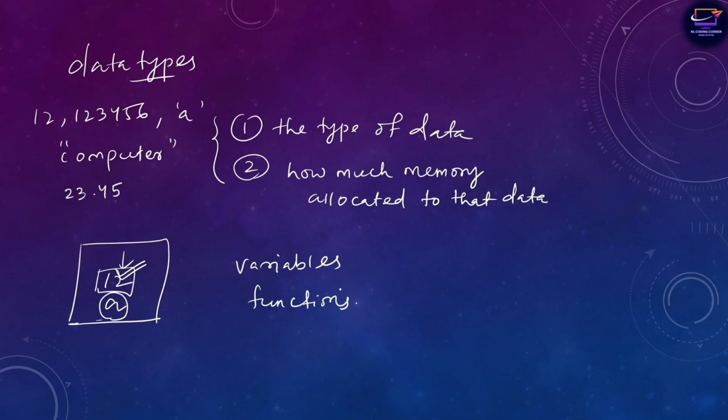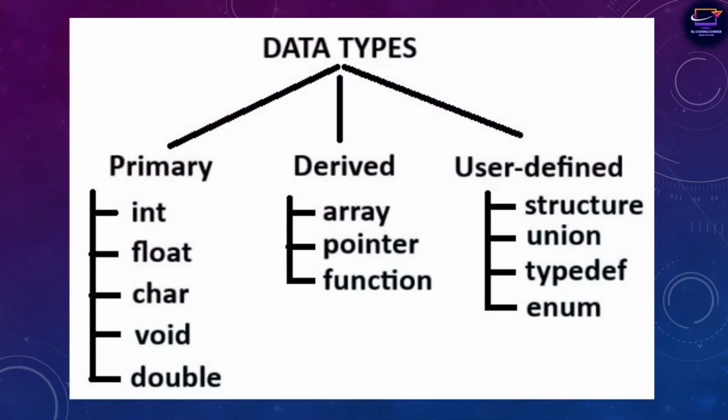So here is the hierarchy of data types. Here are the primary data types, that is int, float, char, void, double, and the derived data types array, pointer, and function. Then the user defined data types, that are structure, union, typedef, and enum. Okay. See, the derived data types are separate chapters in C. So we will discuss these in separate videos. Okay. And enum data type also we discuss in a separate video.